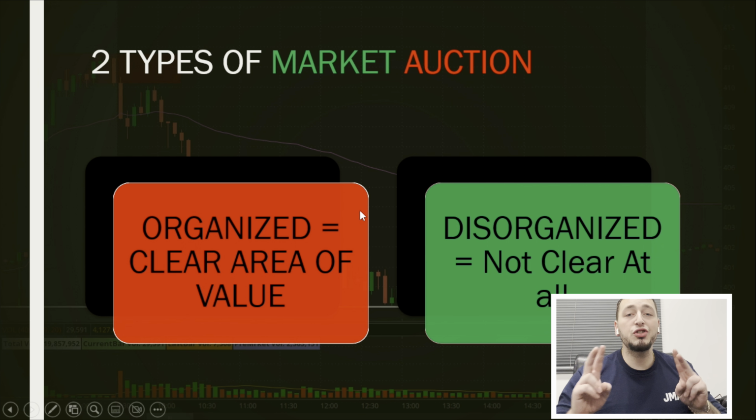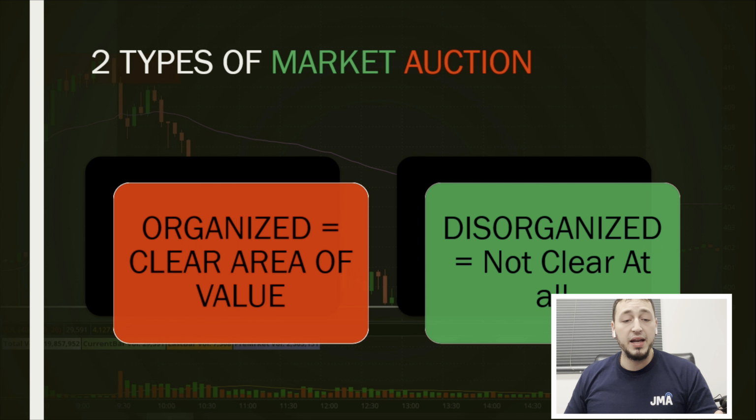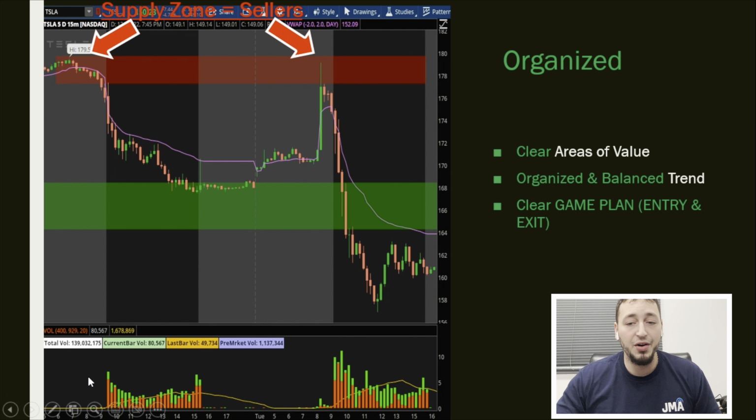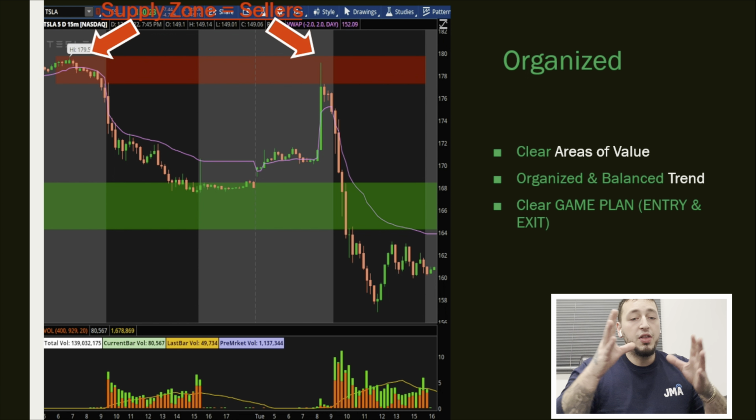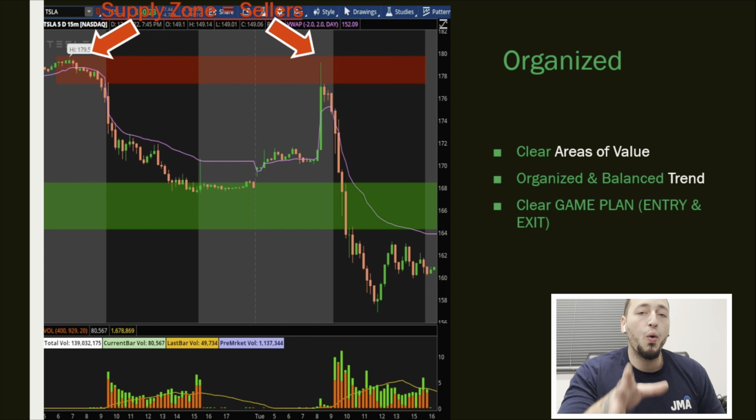First things first, there are two types of market auction: it's an organized chart, or it's a disorganized chart. Organized means there are clear areas of value, clear supply and demand zones, support and resistance, and you're in a clear trend. Disorganized means it's not clear at all. Organized means you can look at the chart and see the supply zone and the demand zone. You have clear areas of value, a very balanced and organized trend, either upward or downward, and a clear game plan: a clear entry, a clear exit, a clear and organized plan that is going to make you money.